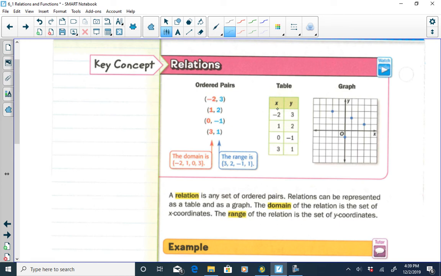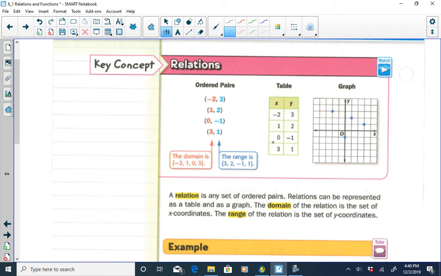So if I list them as a table, we have a column for x values and a column for y values, and we simply list our ordered pairs in the x and y columns. Negative 2 comma 3, here's negative 2 for x, 3 for y. 1 comma 2, here's 1 for x, 2 for y. 0, negative 1, 0 for x, negative 1 for y. 3 and 1, we have 3 for x, 1 for y.